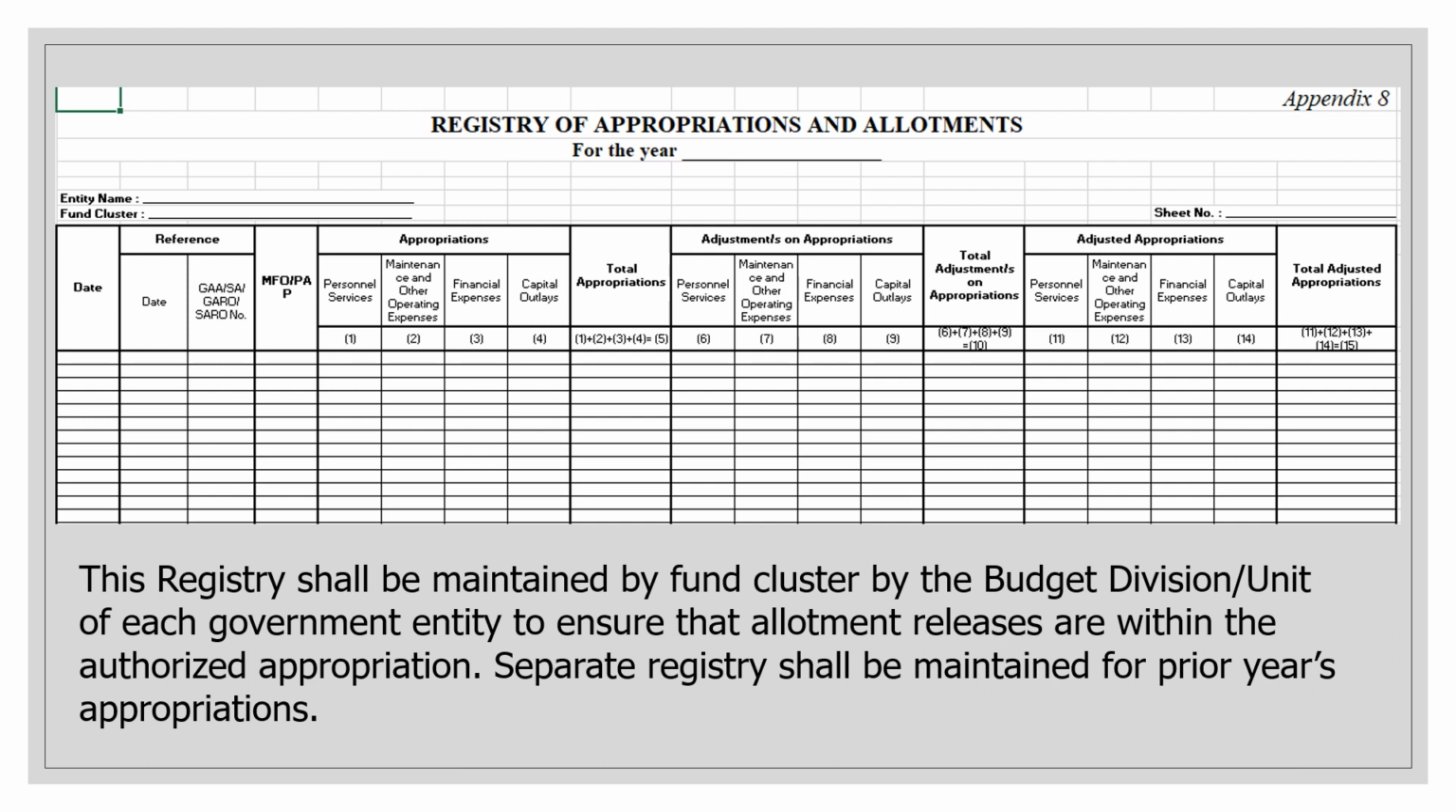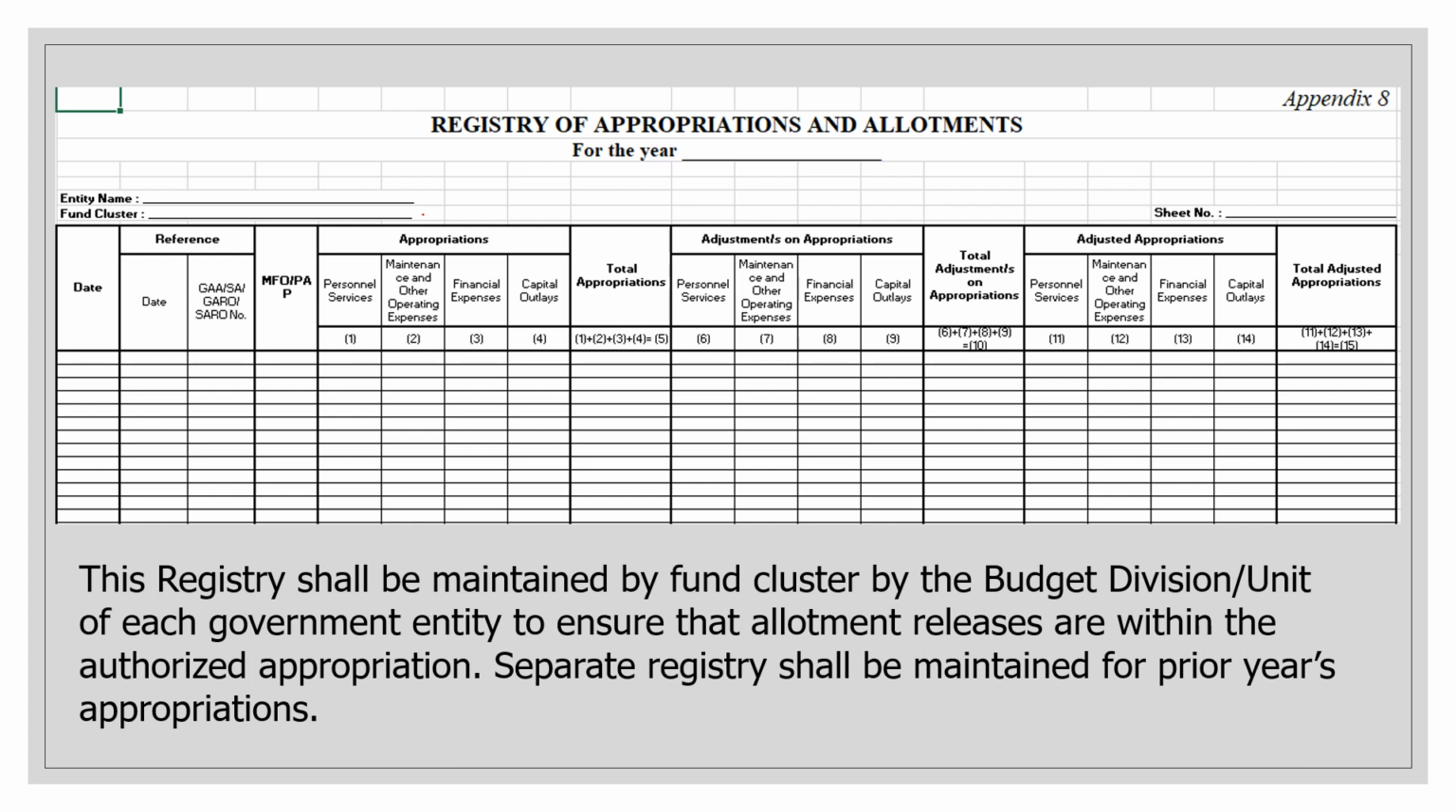So we have here RAPAL, the Registry of Appropriations and Allotments. So again, by fund clusters. Notice that there is a fund cluster here. Okay, so we need to separate each fund. This is to ensure that the allotments will not exceed our appropriations. As you can see here, this is the first page of RAPAL, so you can see here the appropriations.